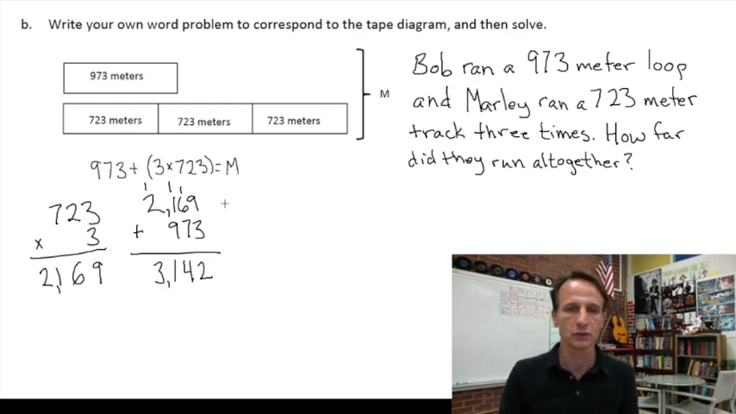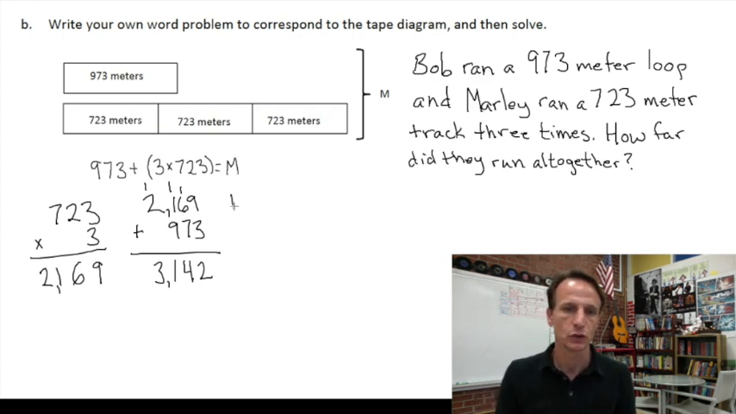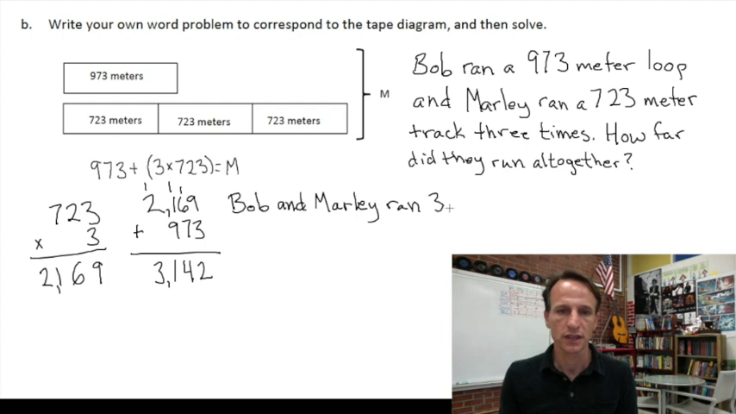And so now we can write a solution statement. So Bob and Marley ran 3,142 meters all together.